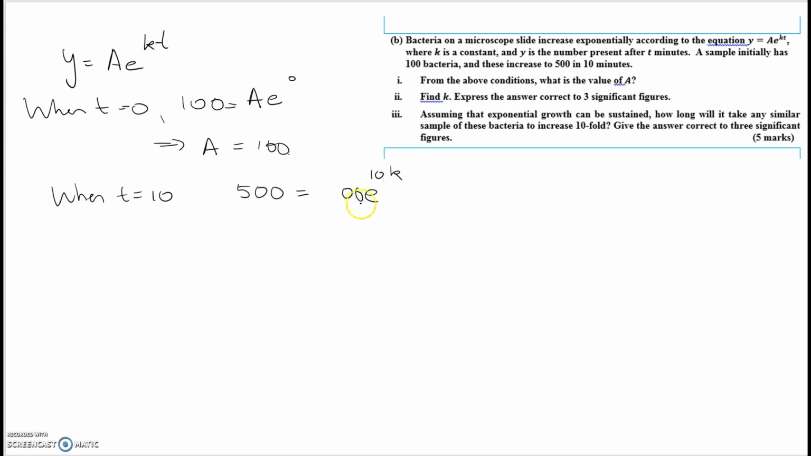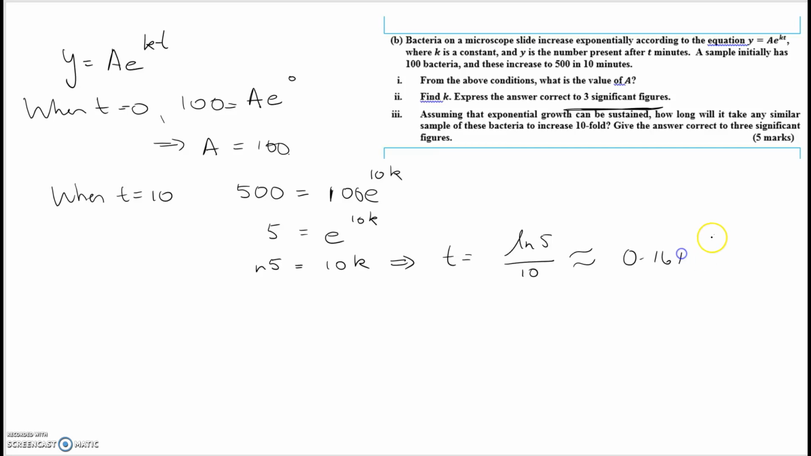Okay, rearranging that. So 500 divided by 100 gives us that 5 equals e to the 10k. So natural log of 5 equals 10k. So k equals natural log 5 over 10, which is, now check, how many significant figures? 3. So we need to approximate that using our calculators like that.